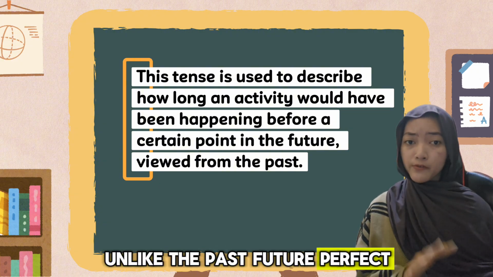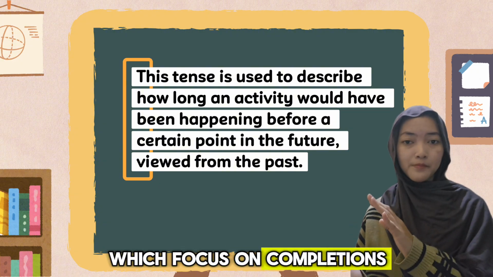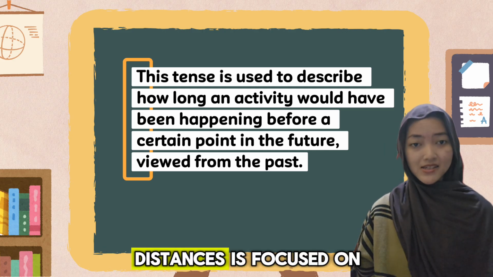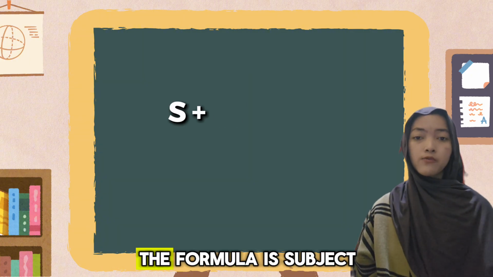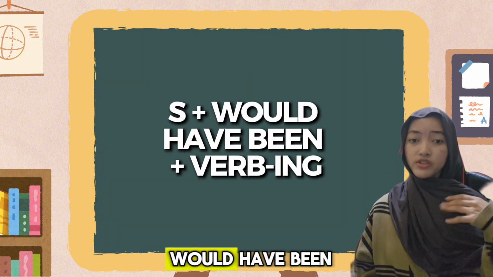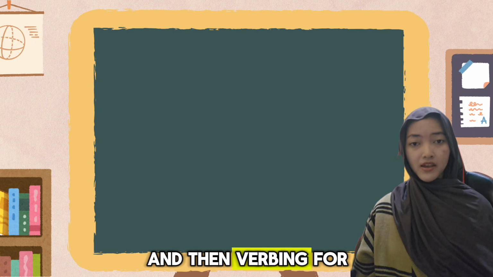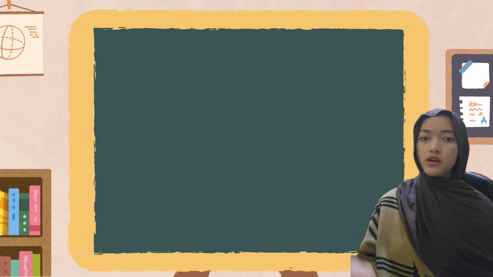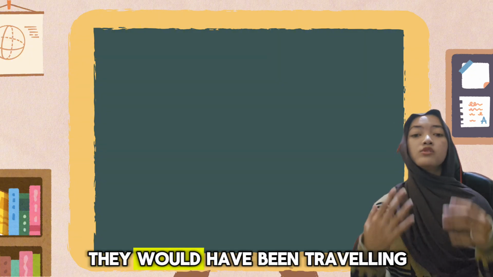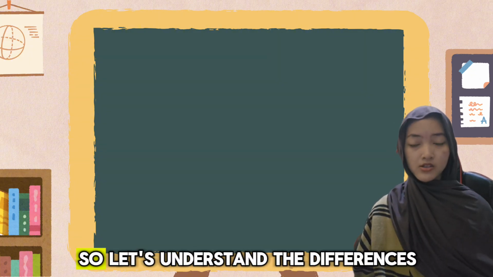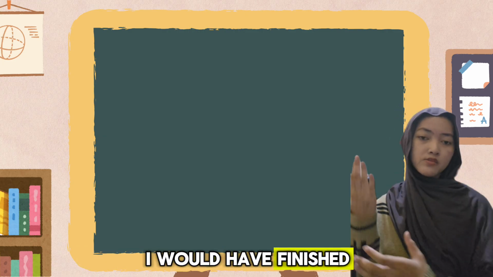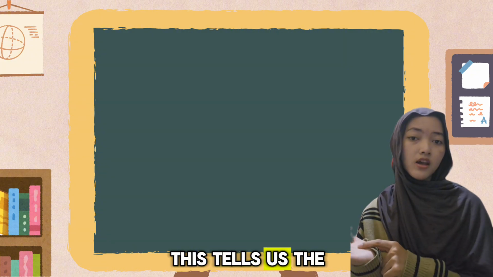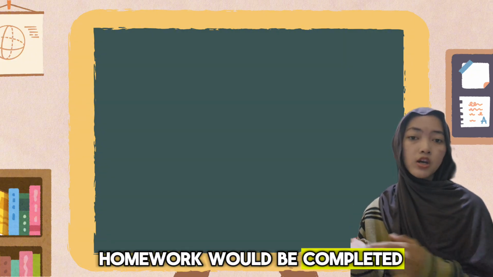Unlike the past future perfect, which focuses on completion, this tense focuses on how long an action continues. The formula is subject, would have been, and then verb-ing. For example, I would have been studying, she would have been working, they would have been traveling. So let's understand the differences. Let's compare these two sentences. I would have finished my homework. This tells us the homework would be completed.